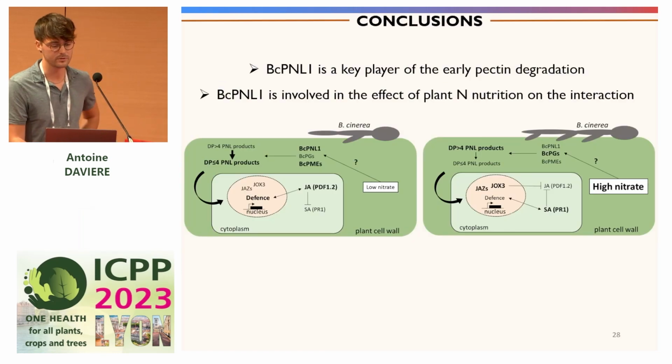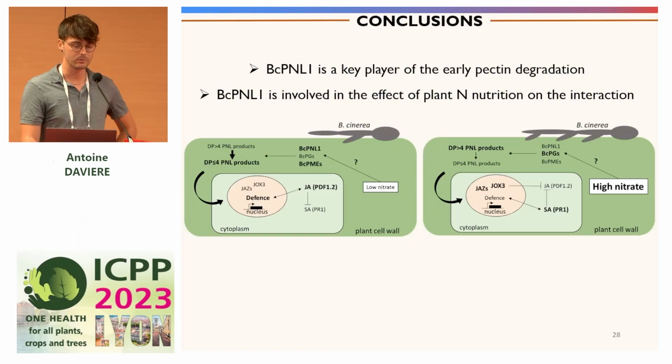So here are my conclusions. We found that PNL1 is a key player of the early pectin degradation by Botrytis, and that it is also involved in the effect of plant nitrogen nutrition on the interaction. So here is a small model of the results.